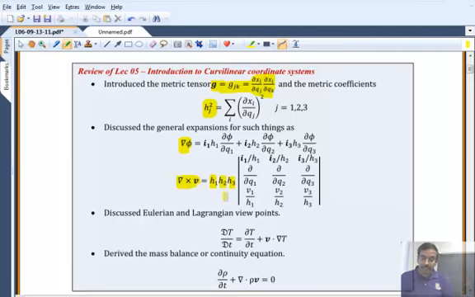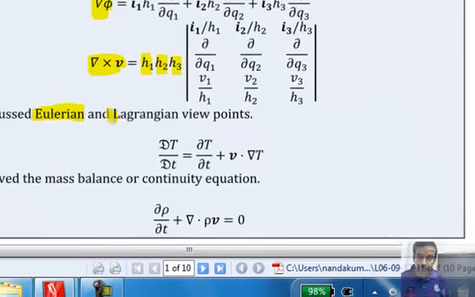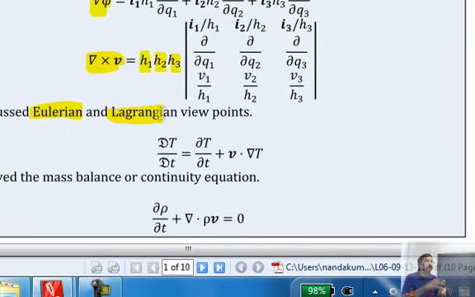Then we introduced this idea of an Eulerian and Lagrangian viewpoint. Lagrangian viewpoint is following the motion of a tagged material. Eulerian viewpoint is from a fixed laboratory frame. And in fluid mechanics, the Eulerian frame is the most commonly used and most convenient one. But they are related. Obviously, it's the same phenomena that we're studying, so it should not depend on who studies it in what reference frame.